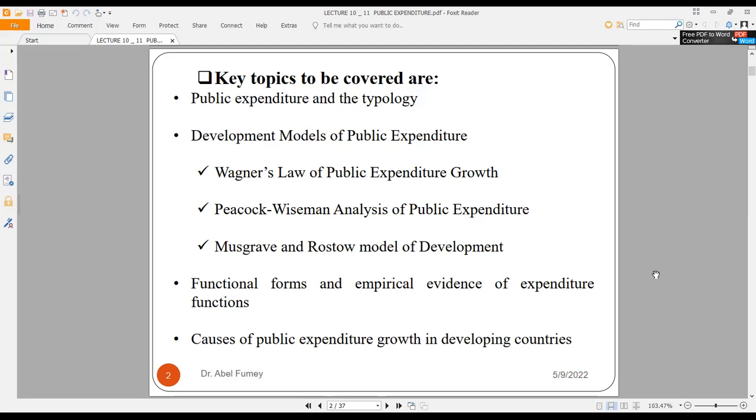Then briefly, we'll look at the functional forms and then the empirical evidence to support these development models. And then also we'll look at the causes of public expenditure growth in developing countries.